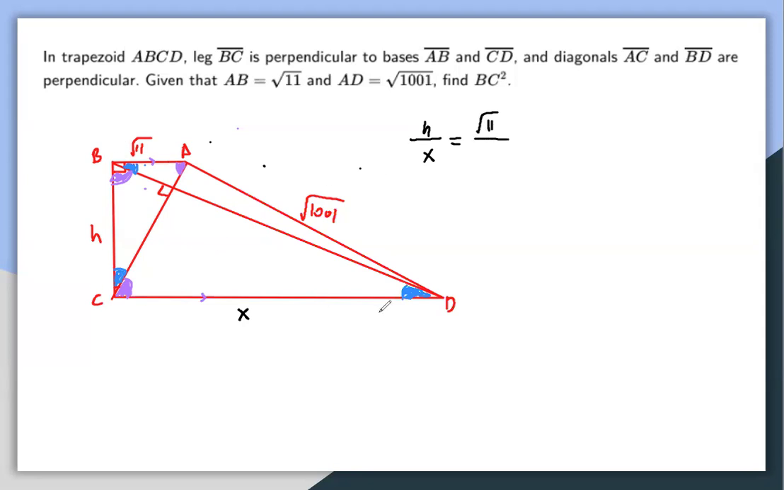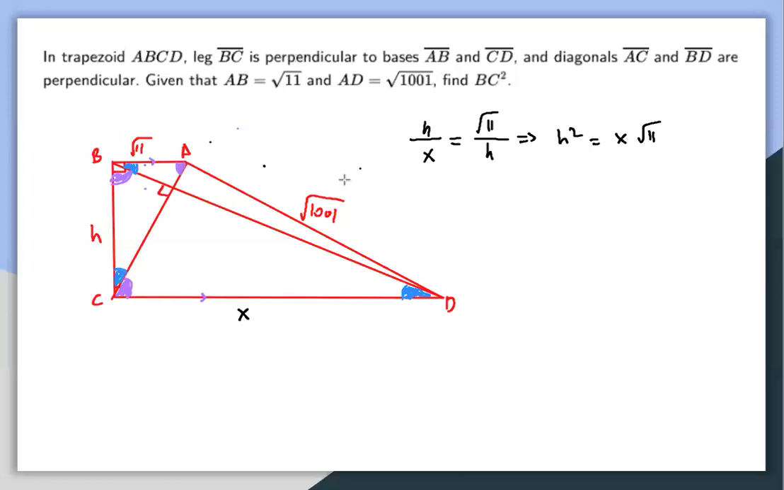The blue angle in BCD is opposite to H, so that should be divided by H. So then H squared is equal to x root 11. Okay, this is an equation in terms of two variables, which is somehow useful because at least we have an equation instead of having nothing.